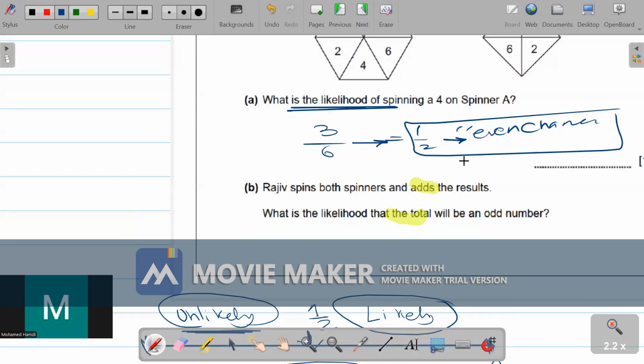So the likelihood or the probability of an odd number as the total of the two spinners will be zero. In words, it will be impossible. You need to write the probability as a fraction and in words.